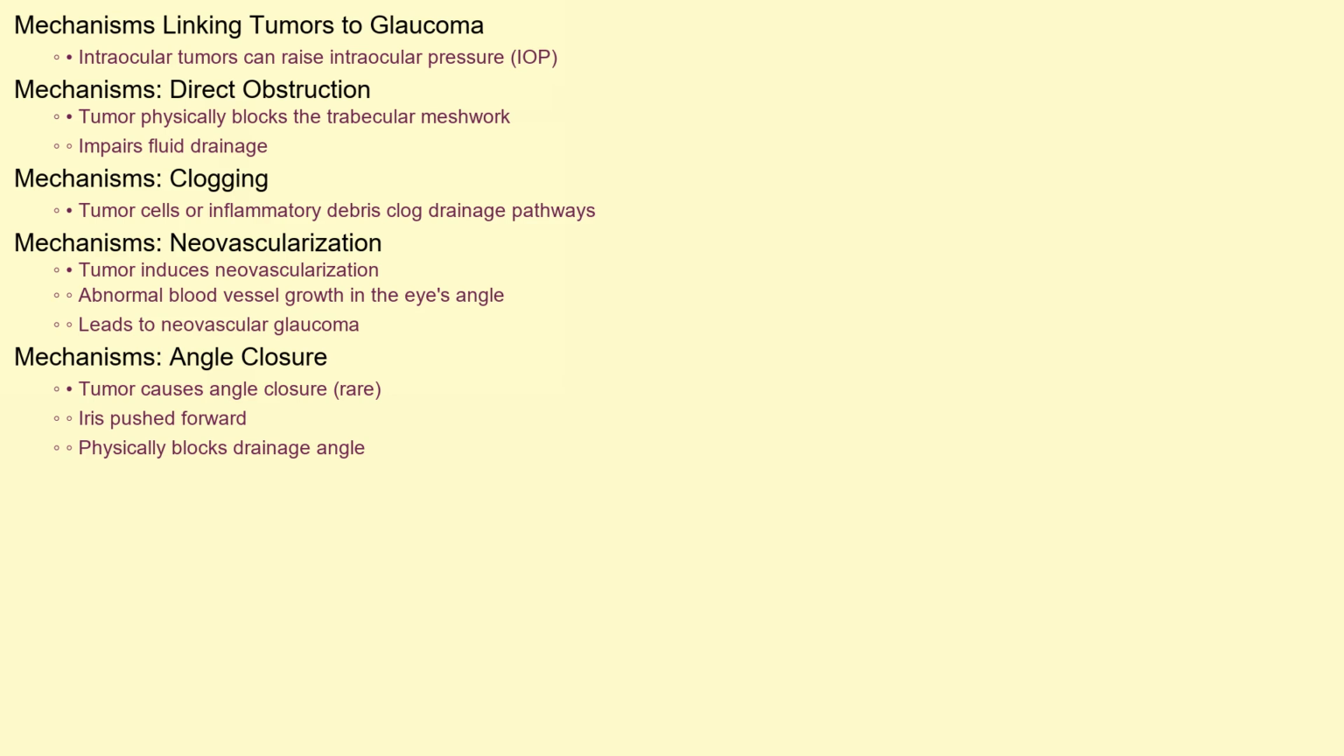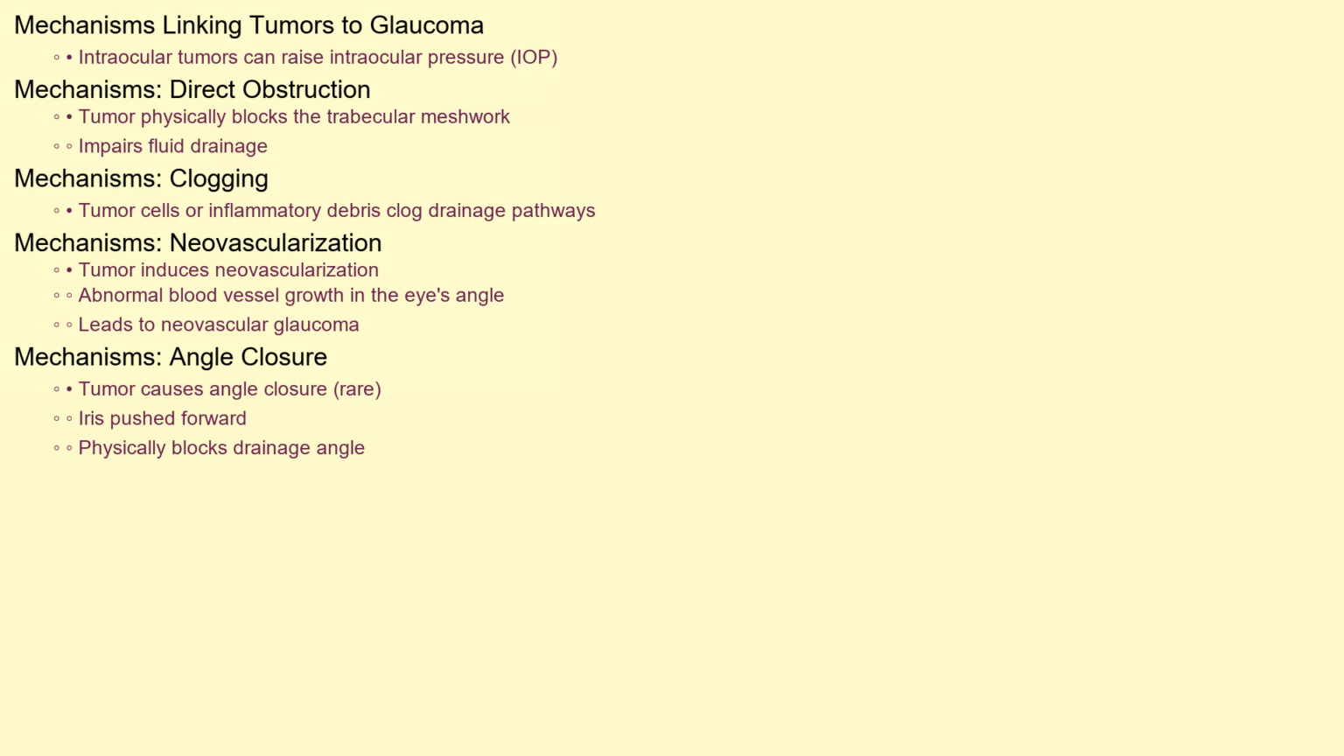Now, let's discuss the underlying mechanisms that link a tumor to glaucoma. There are several ways intraocular tumors can raise the intraocular pressure, leading to glaucoma. Firstly, the tumor itself can directly obstruct the trabecular meshwork, which is responsible for draining fluid from the eye. Secondly, tumor cells or inflammatory debris shed from the tumor can clog the drainage pathways. Thirdly, the tumor can induce neovascularization, which is the growth of abnormal blood vessels in the angle of the eye, obstructing the drainage system, leading to neovascular glaucoma.